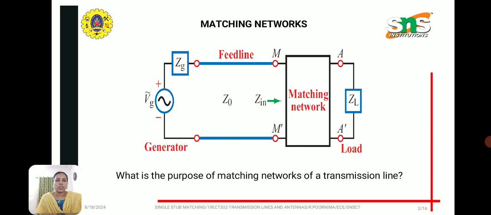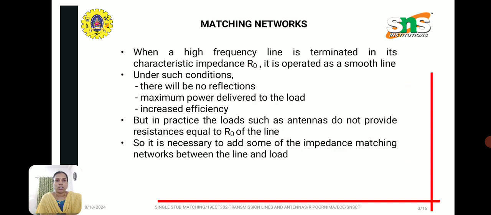What is the purpose of the matching network? For effective power transmission from the source to the load, we need a matching network. For some loads, the impedance will not be matched with the characteristic impedance, so we get some reflection from the load. To avoid the reflection and for efficient power transfer, we need a matching network.